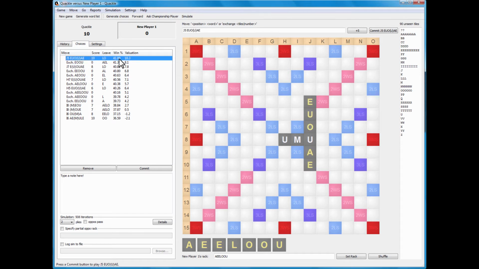Now, UUI has an equity value of 2.2 more than exchanging. That's the difference between 10.3 and 8.1. And I'd like to take this opportunity of explaining that score and rack leave applies when comparing regular moves as well as when one of those moves is an exchange of tiles.